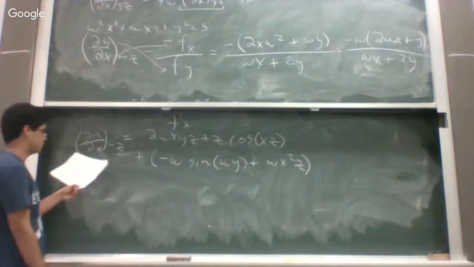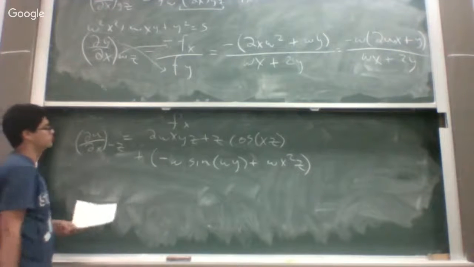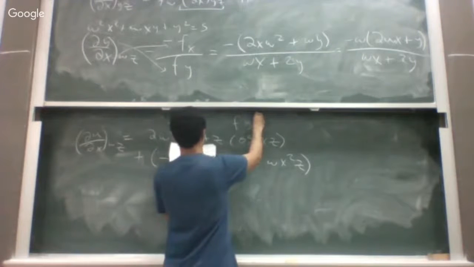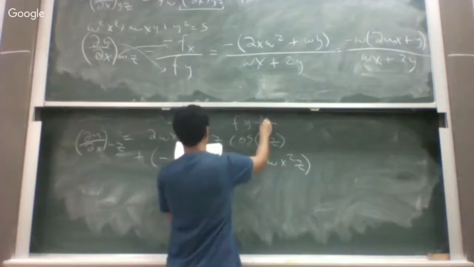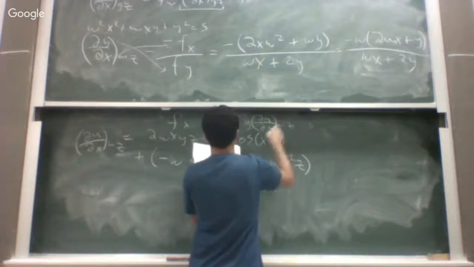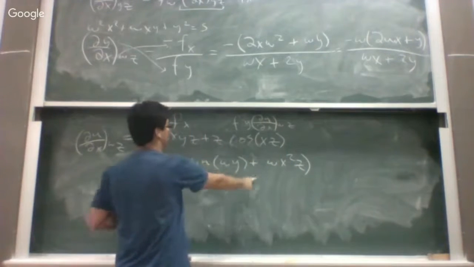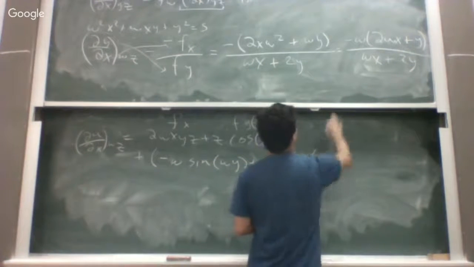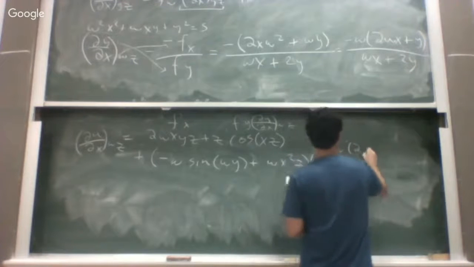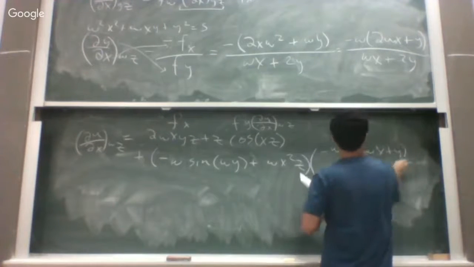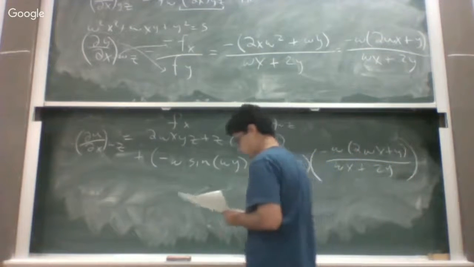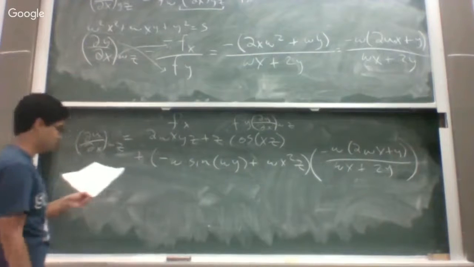Now we need to multiply that by, so here we had f of y times the partial derivative of y with respect to x, holding w and z constant. So we need to multiply that now here, times what we found up there, negative w times 2wx plus y divided by wx plus 2y. And that is it.